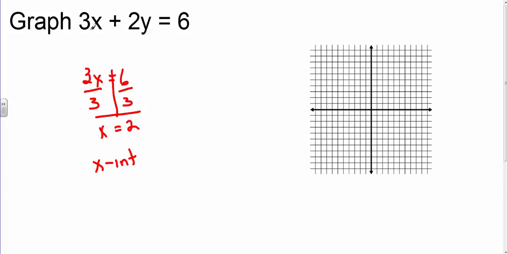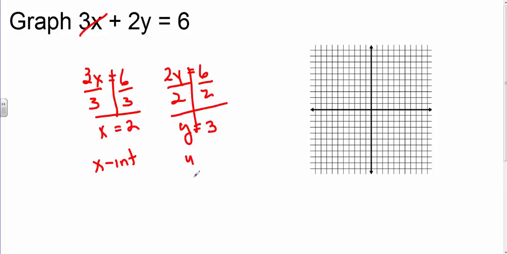Now let's come back up here, and we let x equal 0 so that we can find the y-intercept. So we mark out the x, and that leaves us with 2y equals 6. Divide by 2, divide by 2. That gives us y equals 3. So our y-intercept is y equals 3.